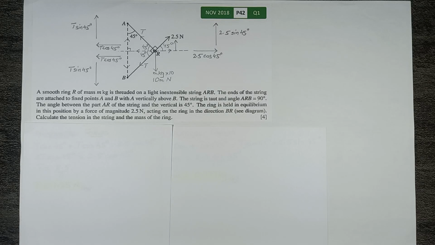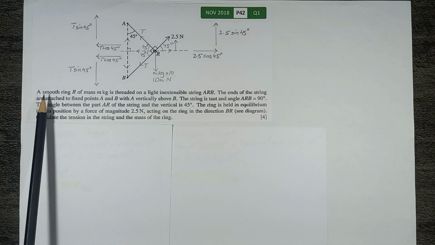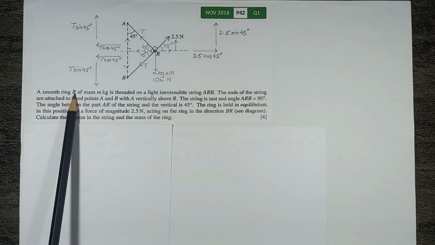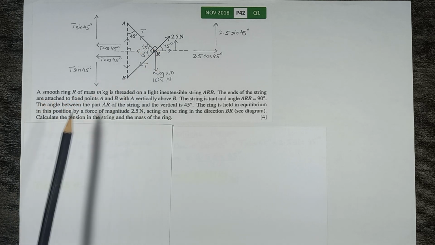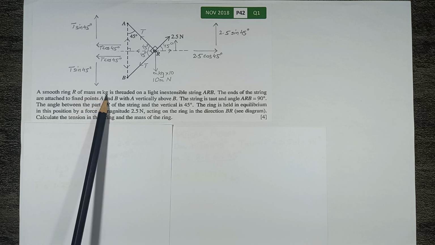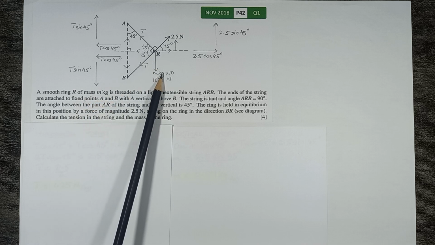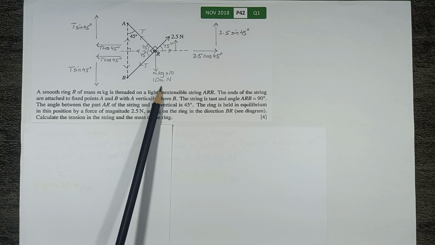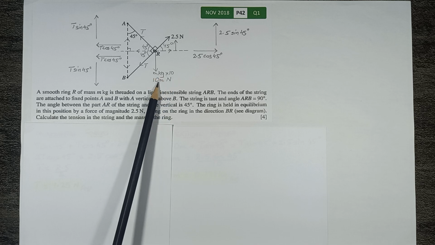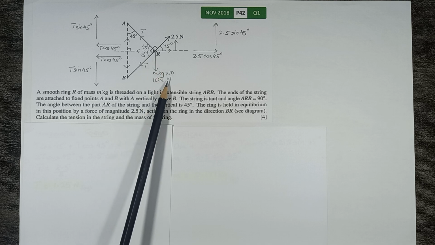Hello everyone. We have a question which says that a smooth ring R of mass m kg. The mass of the ring is m kg, so definitely multiply it by 10 to get the weight, because weight equals mg, so m multiplied by 10, and 10m is the weight of the ring in Newton.